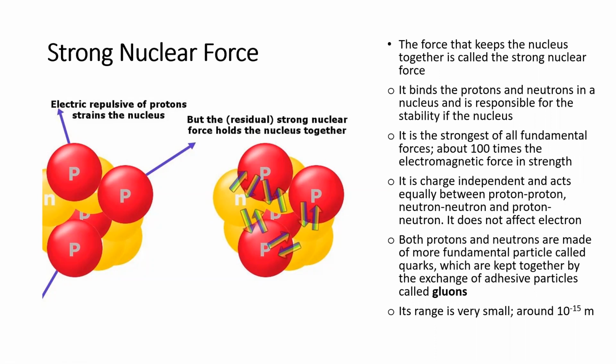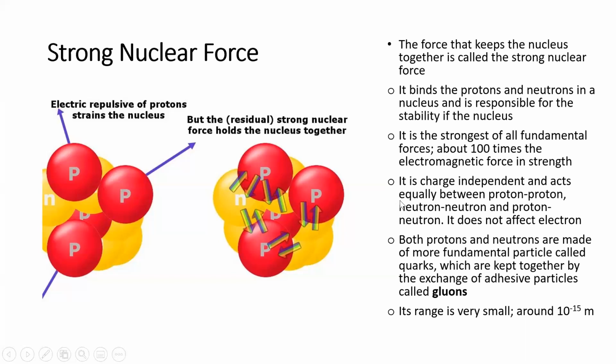If there were no strong nuclear force, what happens? The electrostatic repulsive force between proton and proton will come to act, and the nucleus can never attain stability. It will not be stable. So it is the strongest of all fundamental forces and about 100 times the electromagnetic force in strength. That is why the nucleus is so stable. So even if there is repulsive force between two protons, when it comes to the strong nuclear force, which is 100 times stronger, they will stay together.